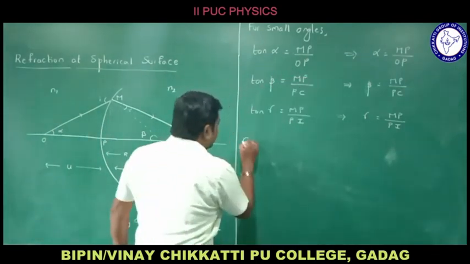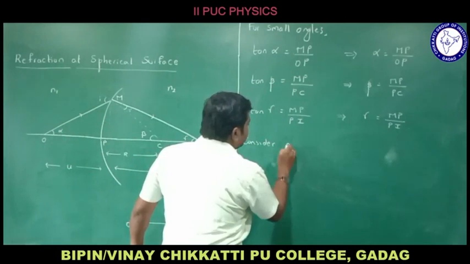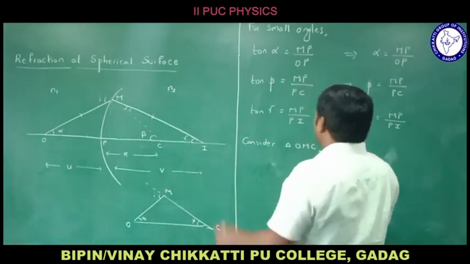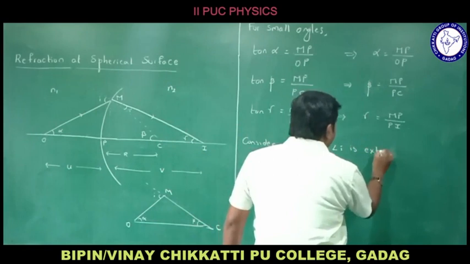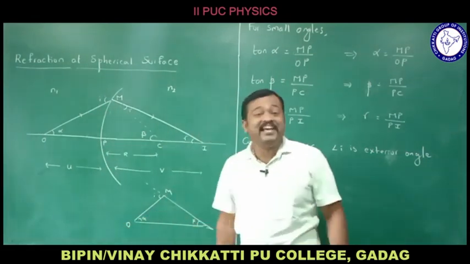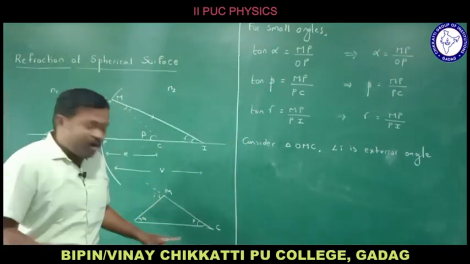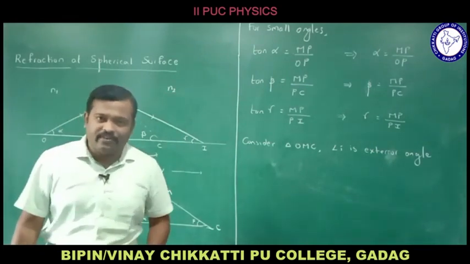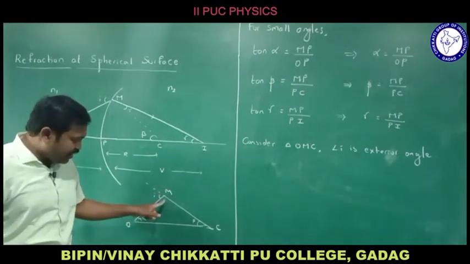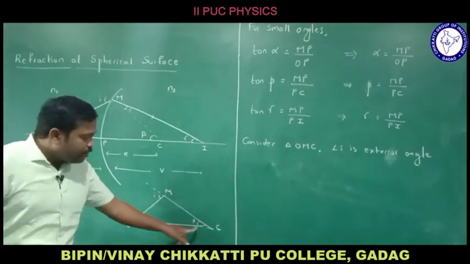Let me write now here. Which triangle do I need to consider? Triangle OMC. For triangle OMC, what is angle i? Angle i is the exterior angle. And you know the formula for an exterior angle: the exterior angle is equal to the sum of the interior opposite angles. You know this postulate, right? What are the interior opposite angles? Alpha and beta. So here I can write i equal to alpha plus beta.